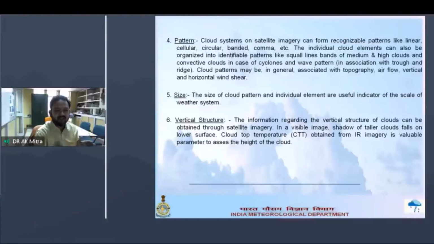Because in a cyclone there are a number of stages, right from depression to very severe cyclone to extreme severe cyclone. So this pattern is the most important. And then your size, what kind of size it is. If we are looking at the eye, what is the size of the eye, what is the size of the eye wall. This is the 5th one, and the 6th one is the vertical structure. This information on vertical structure is also very important. It can be obtained through satellite imagery in the form of CTT.